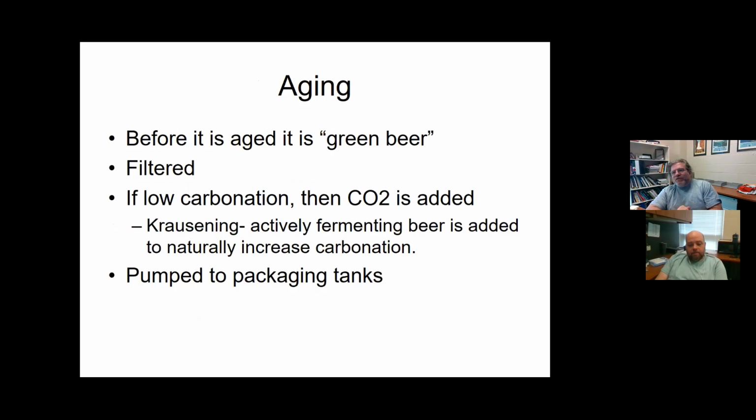If you don't age it, you have what's called green beer. You can drink it. It just really hasn't developed the flavor yet. It's kind of unpleasant. It's filtered. If there's not enough CO2 in the beer, you can now inject CO2 into it. Or there's a German process. You'll see a lot of these terms are German. Krausening, which is where we add a fermenting beer back to this low CO2 beer to increase the amount of carbonation naturally. And then it goes into a tank where it's held for either bottling or canning or putting in kegs.